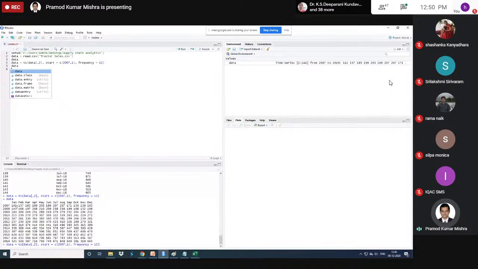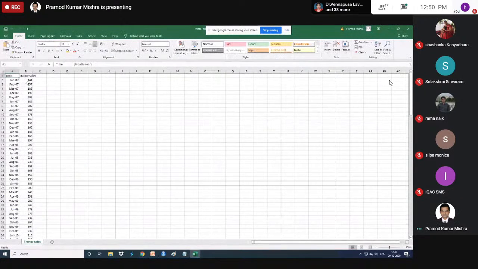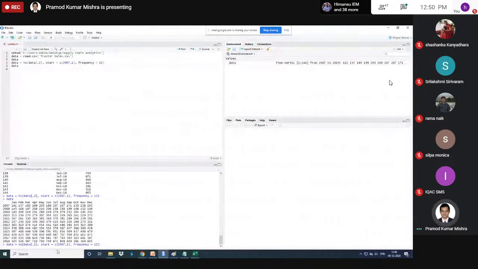The second data I am just reading, in the second column, which represents the sales. So I'm reading that, and the start is 2007, which is the first period. Then frequency is equal to 12, so I'm taking data up to 12 months. After 12 months, the data is repeating again.